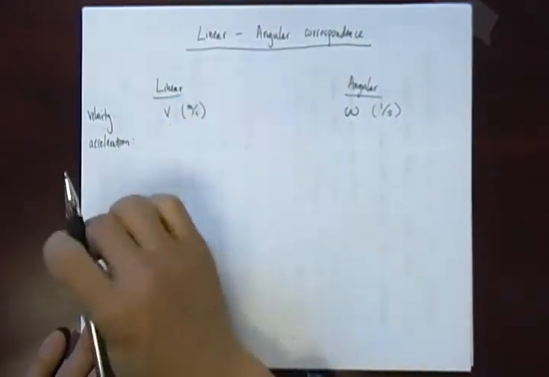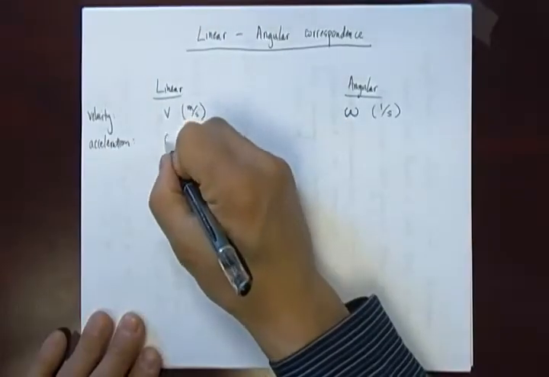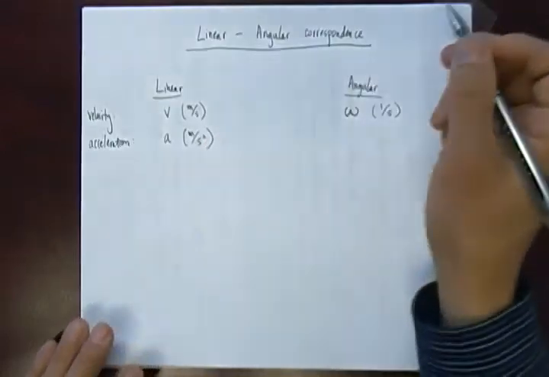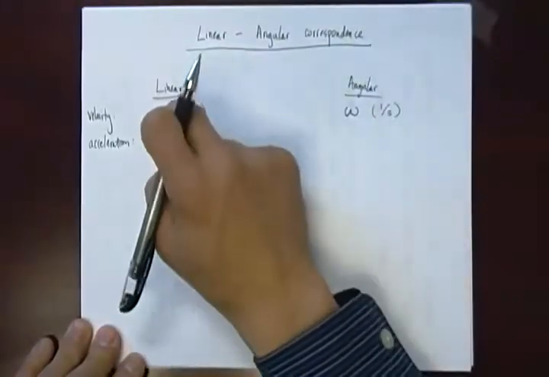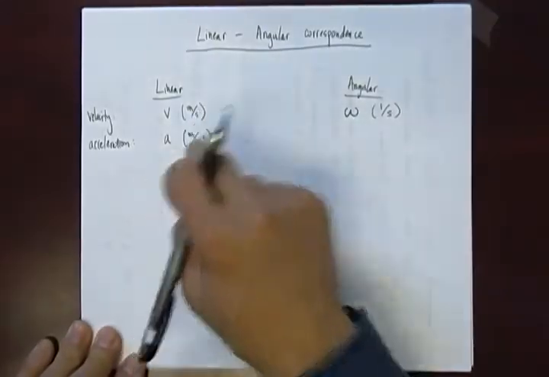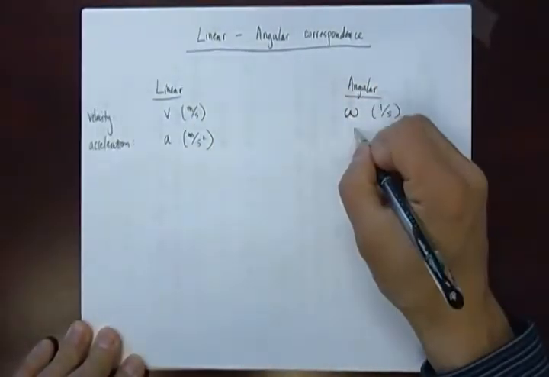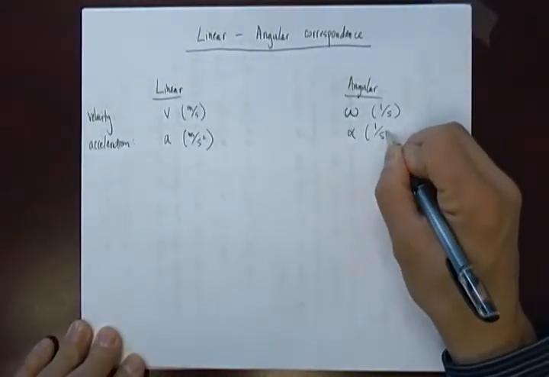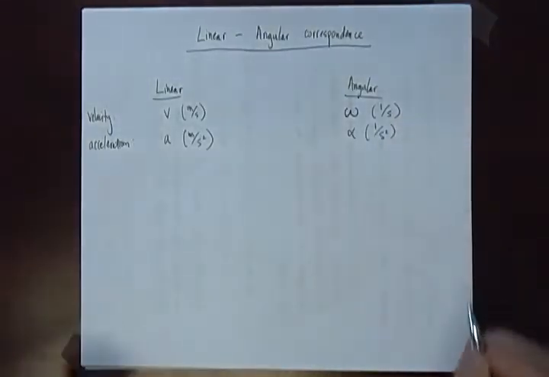And for the linear case, motion in a straight line, we have the acceleration A, and that has units of meters per second squared. So remember, everything we're doing here is instantaneous velocity, instantaneous angular velocity, instantaneous acceleration, and now for the angular case we'll have instantaneous angular acceleration. So it'll be radians per second squared, or just dropping the radians, 1/seconds squared.